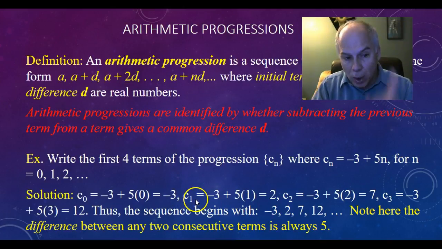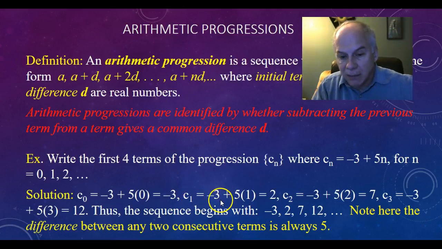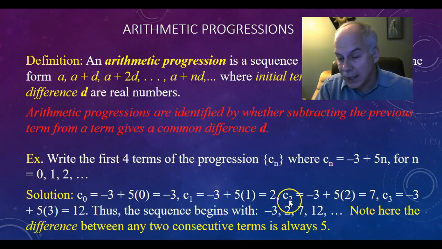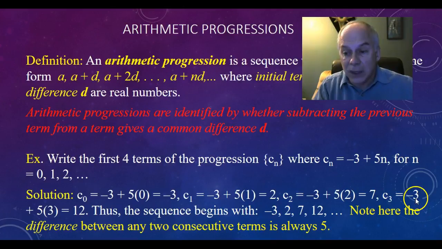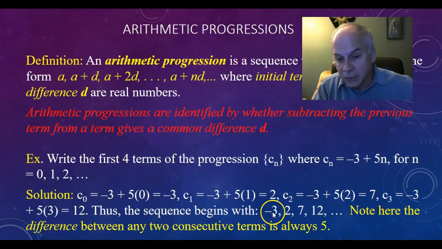Then C1, if I plug in 1, would be -3 plus 5 times 1. I'm just plugging 1 in for n. And that yields 2. So the second term is 2. Then the third term, if I plug in 2 for n, C of 2 would be -3 plus 5 times 2, or in other words, -3 plus 10, or 7. C3 would be -3 plus 5 times 3, which gives you 12. So the first 4 terms of the sequence are -3, 2, 7, and 12.